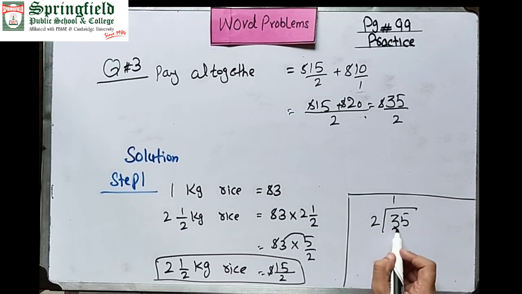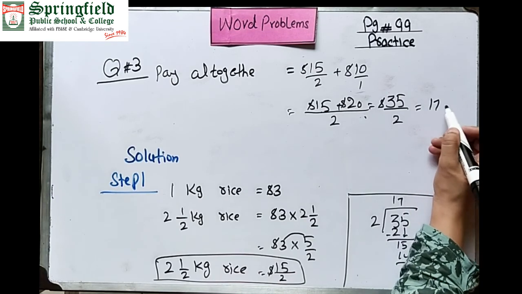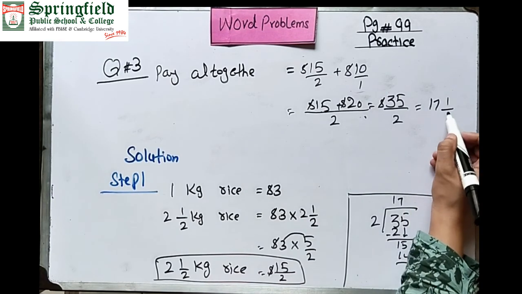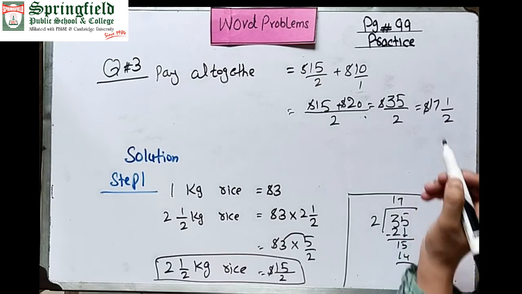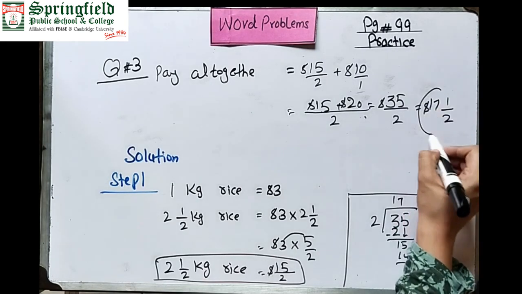Fine. And now divide it. Divide by 2. 2 1s are 2. 1. 2 7s are 14 and 1. It means 17 whole 1/2. Fine. This is the total amount she will pay altogether. Fine. And this is your final answer.